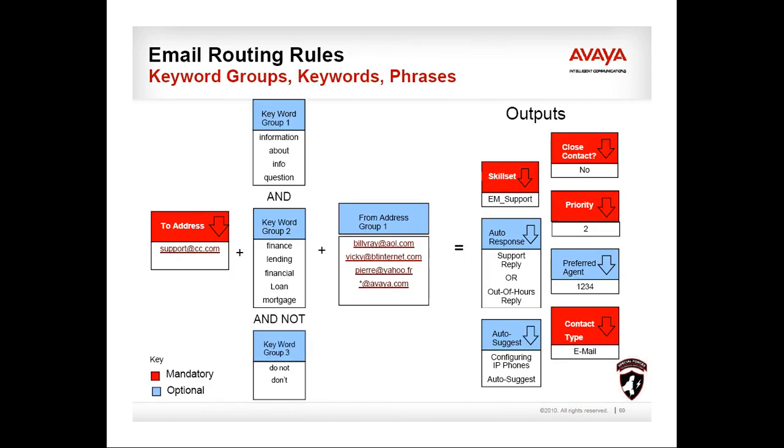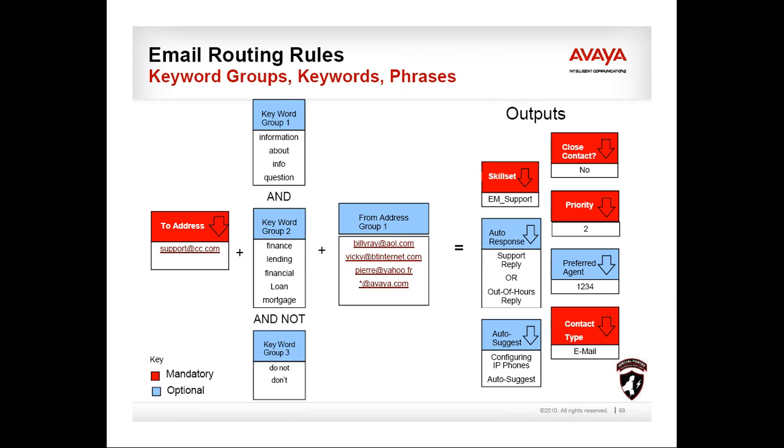So this gives you an example of an email routing workflow. Here it comes, the to-address support at cc.com. Now look at what you have set up here within your routing decision. So your CCMS is controlling the routing, and it's looking for keyword group 1, information about info or question. So it's looking for any one of those words. Keyword group 2, finance, lending, financial, loan, or mortgage. And if it has any do not or don't in the email, we're not going to route it.